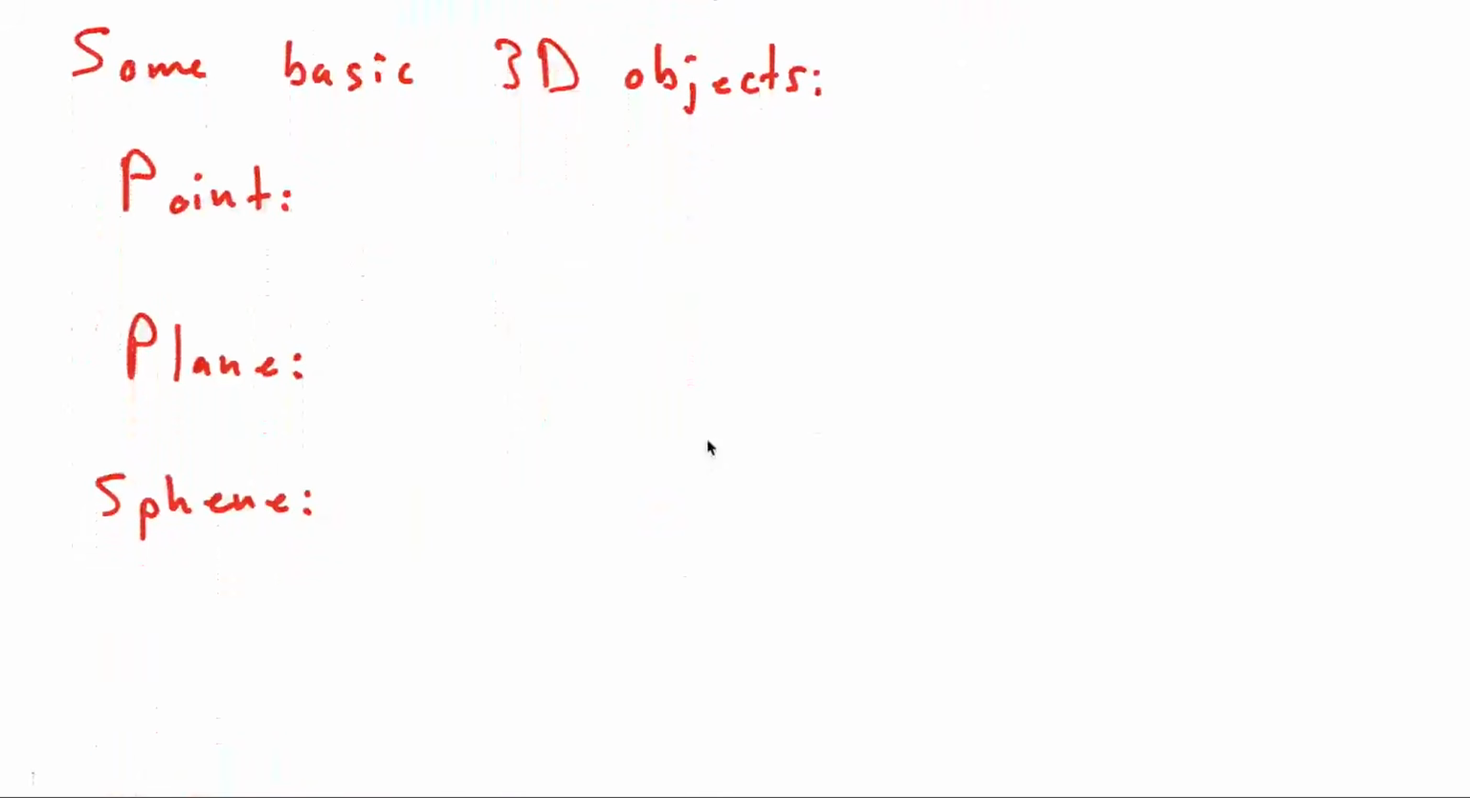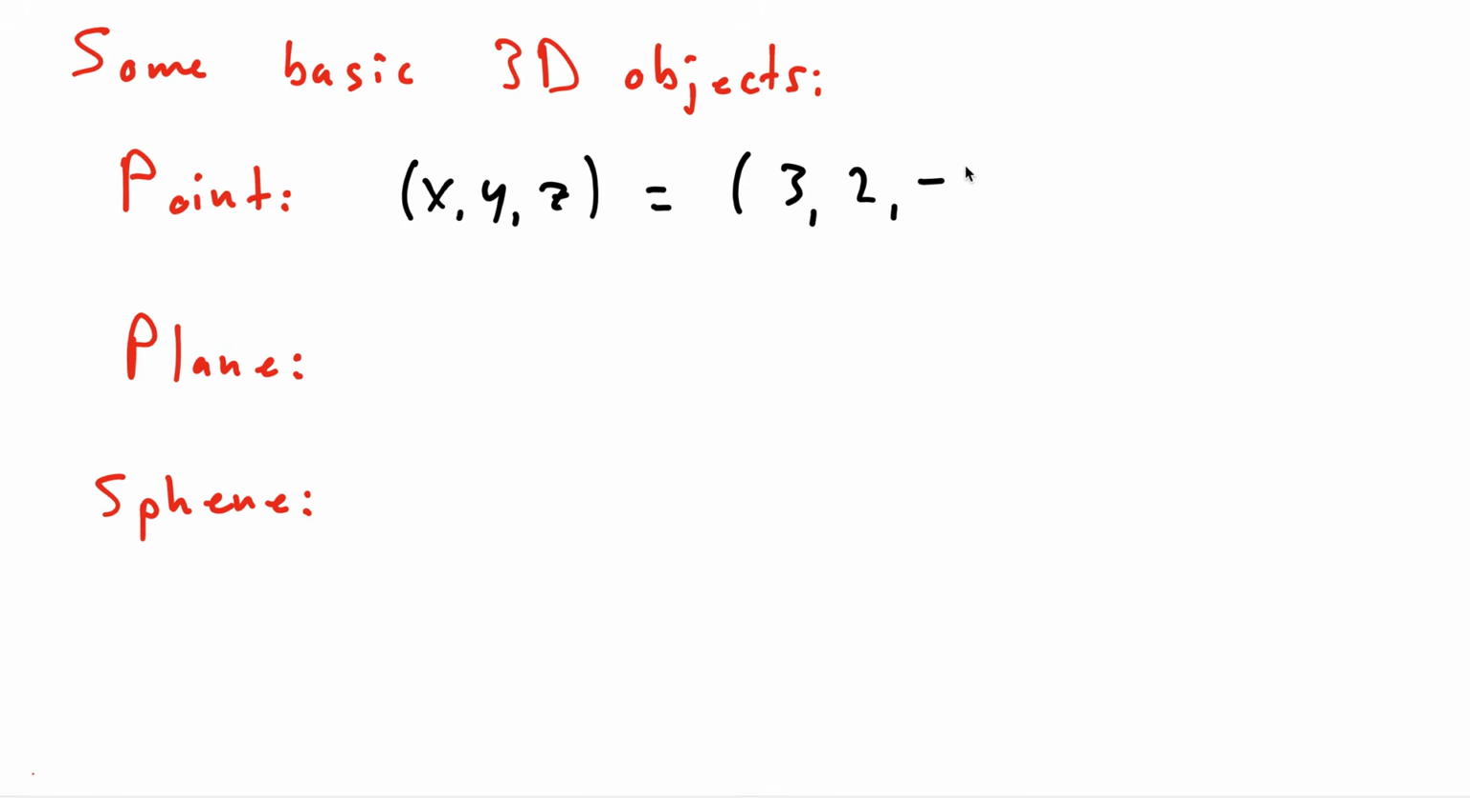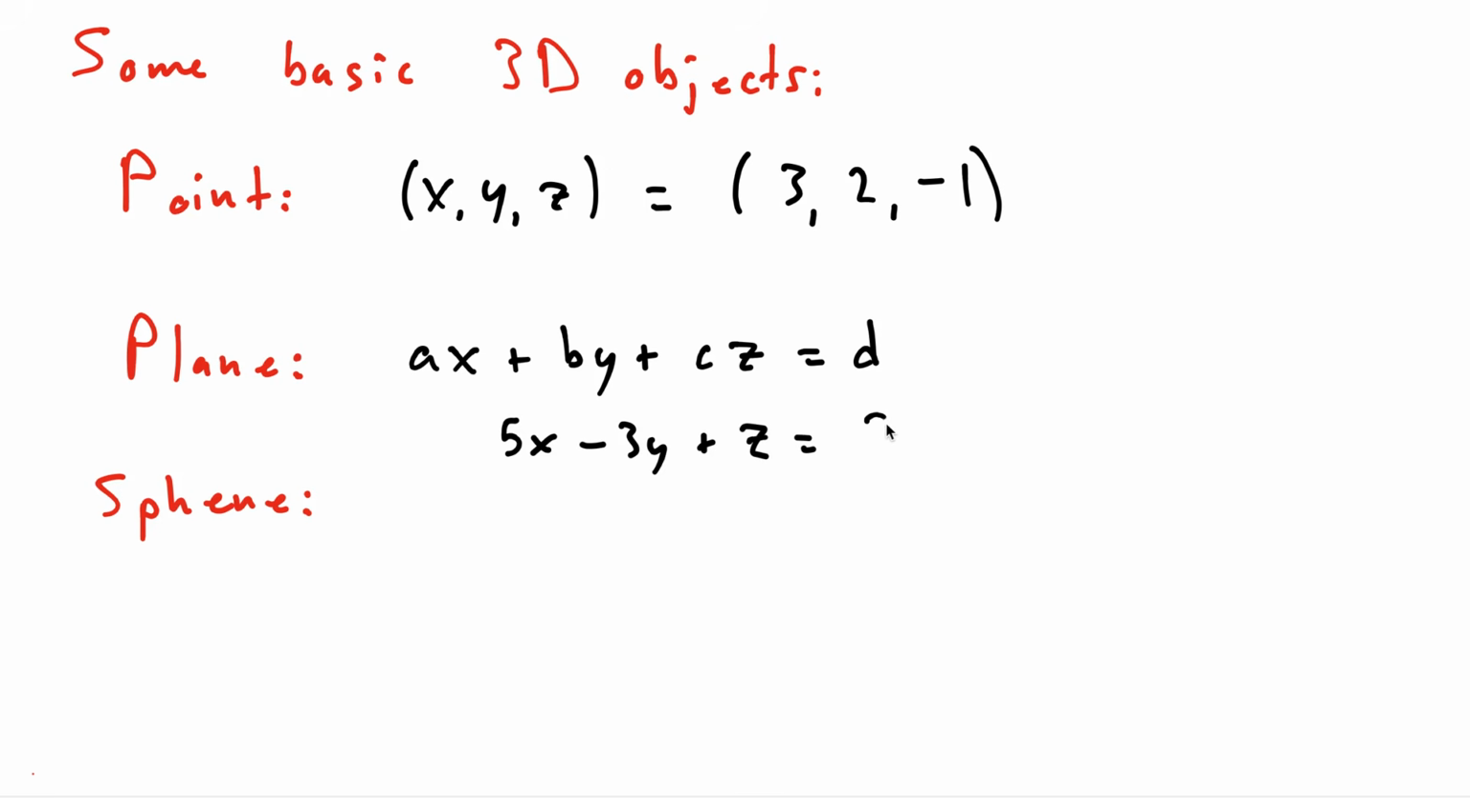Let's talk about some basic three-dimensional objects. A point in three dimensions has three coordinates, x, y, and z. For instance, we could have a point such as (3, 2, -1). A plane has an equation of the form a constant times x plus another constant times y plus a constant times z equal to some fourth constant. For example, we could have 5x minus 3y plus z equal to 2. That is the equation of a plane.